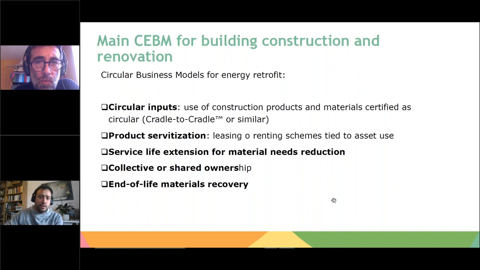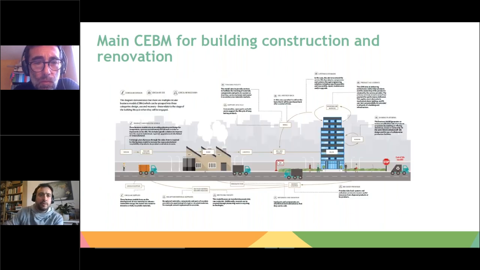And there are also, as I said, collective or shared ownership schemes like energy communities. And last but not least, material recovery when a building is decommissioned or demolished, especially for those that are more valuable, like rare materials or metals. So it's something that is already happening, and it is getting more and more importance to decarbonize and make the building stock more circular. So that's a kind of summary.